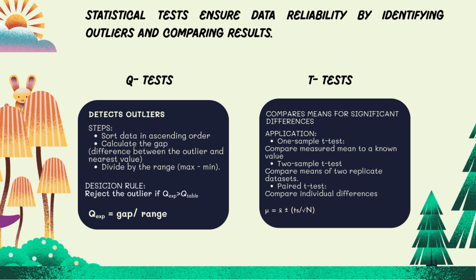First, let's look at the Q-test. The Q-test detects outliers. Let's see how to do it step by step. First, we need to sort the data in ascending order. The next step is calculating the gap, which is the difference between the outlier and the nearest value, and the range, which is the highest minus the lowest value. Then, the gap is divided by the range. Now, to reject the outlier, the Q in the experiment needs to be larger than the Q in the table based on the confidence level required.